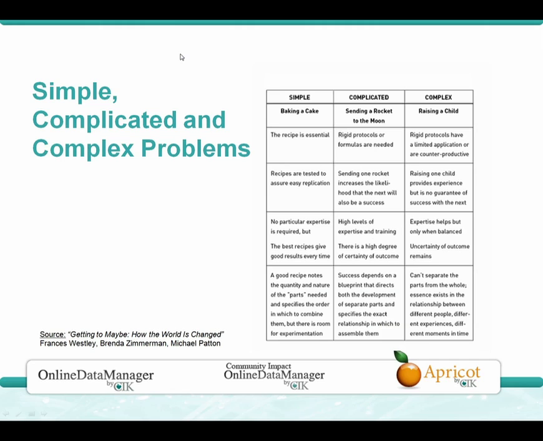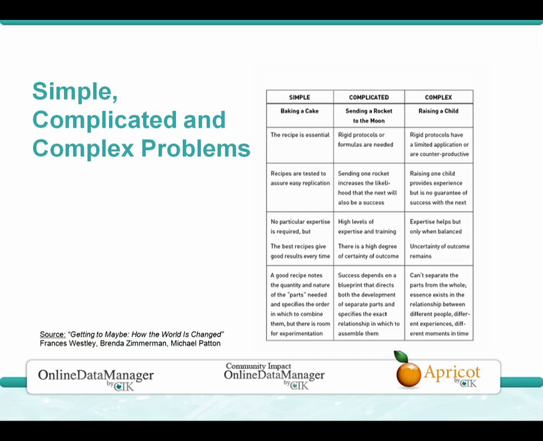And part of the reason for that, there's a wonderful book that was written a couple of years ago called Getting to Maybe: How the World Has Changed. Has anybody heard of that book? No. It's a great book. It was written by 2 folks from Canada and 1 from America, Frances Westley, Brenda Zimmerman, and Michael Patton. And they talk about how real change occurs in the real world, and it's often by just ordinary people getting involved. And part of the other thing they talk about that I think is really helpful for us as funders, for my work as a funder, is that we need to understand that there are 3 kinds of problems.